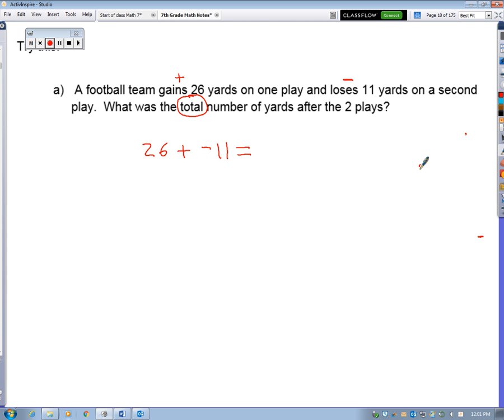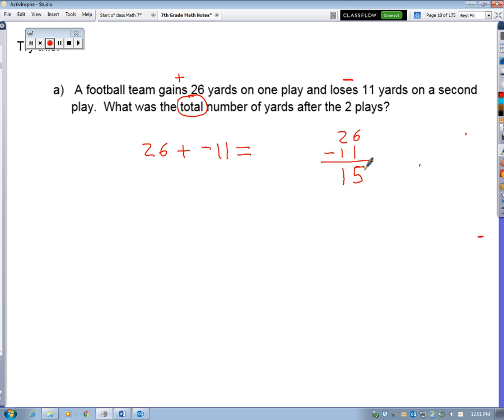So to add these two, we have to use a different rule because these two numbers are different. One is positive, one is negative, so we're going to use the other rule that we learned about in the previous lesson. When they're different, our first step is to subtract. So we've got to take 26 minus 11, subtract those. That will give you 15. Okay, we just did the first step.